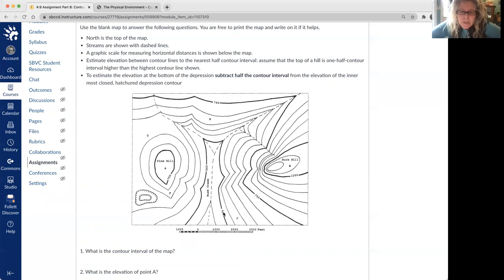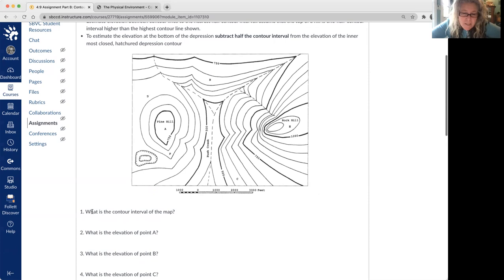So let's try over here. 500, 550, 650, 750, 850, 950. We got 1,000 right here. So 50 is the contour interval of the map.